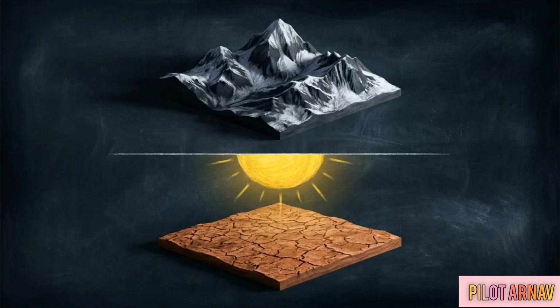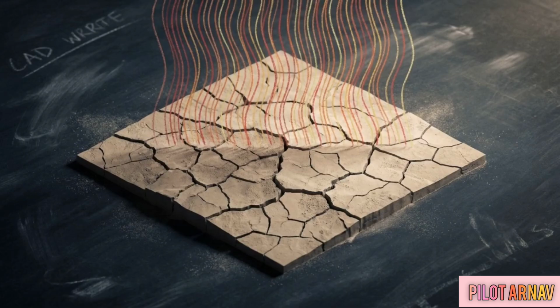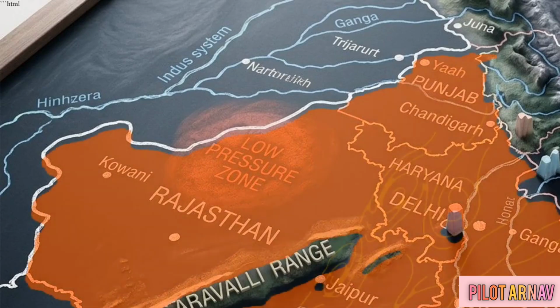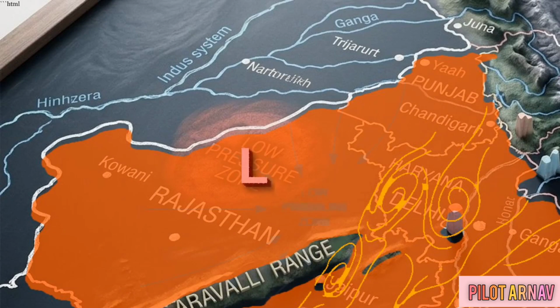Simultaneously, the thermal dynamics on the ground are shifting. By mid-February, daytime temperatures across North Indian states like Rajasthan, Delhi, and Punjab begin climbing to 30 degrees Celsius. This intense localized heating generates a massive rising thermal low-pressure zone directly over the northern plains.